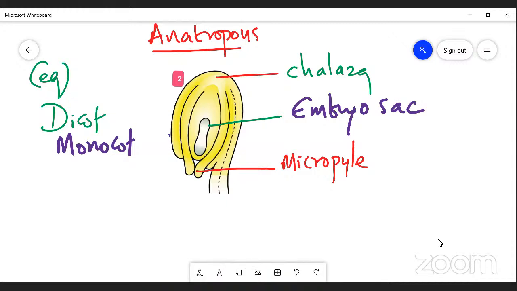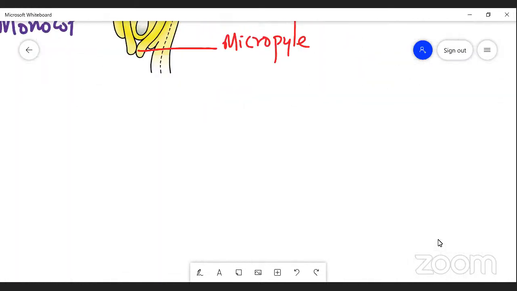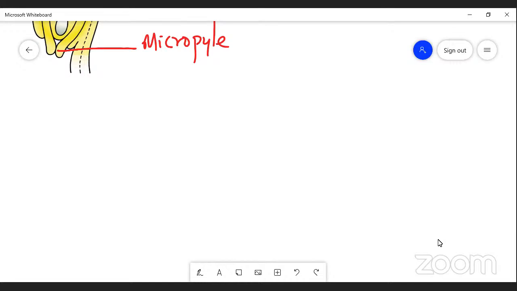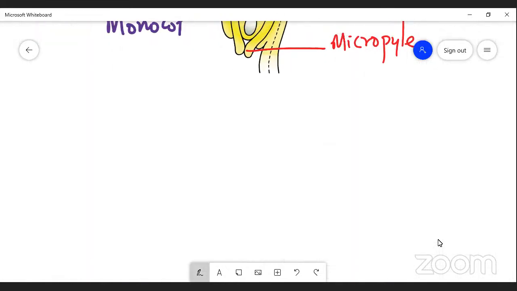Right? Next we pass to the third type, that is the hemianatropous. Here the hemianatropous is slightly varied from anatropous because the body of the ovule is placed at a right angle to the funiculus. I'm talking about the third type, that is a hemianatropous ovule.